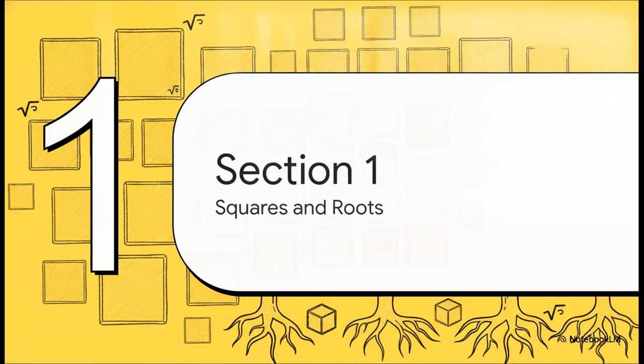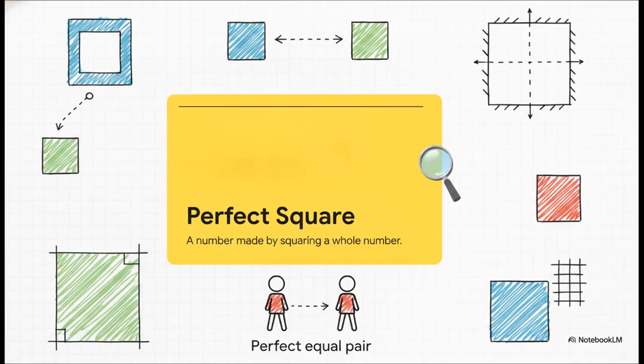Section 1. Perfect squares and roots. So, what exactly is a perfect square? Simply put, it's a whole number multiplied by itself, kind of like making a perfectly equal pair. 2 squared literally just means 2 times 2. 3 squared, that's 3 times 3, which gives us 9. If it helps, you can visualize an actual physical square shape where the length and the width are exactly the same size. That perfect symmetry, that's exactly what we're creating here with our numbers.